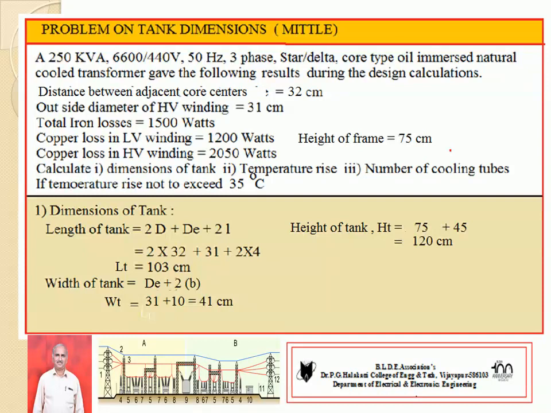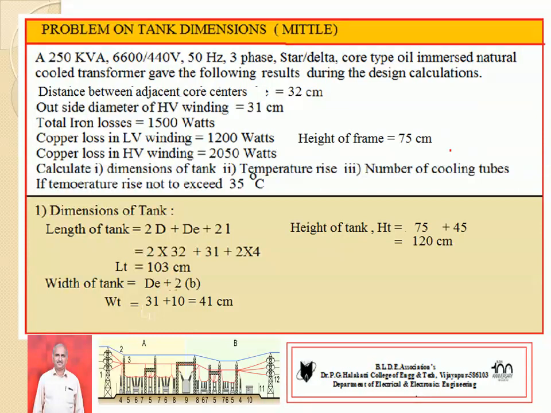Length of the window plus 2 times HY. You remember, I changed the data. You assume length of the frame plus 2 times HY. This is also known as height of frame. Here I have taken the height of frame as 75 centimeter. Okay. Calculate the dimensions of the tank, temperature rise, and number of cooling tubes, if the temperature rise is not to exceed 35 degrees centigrade.